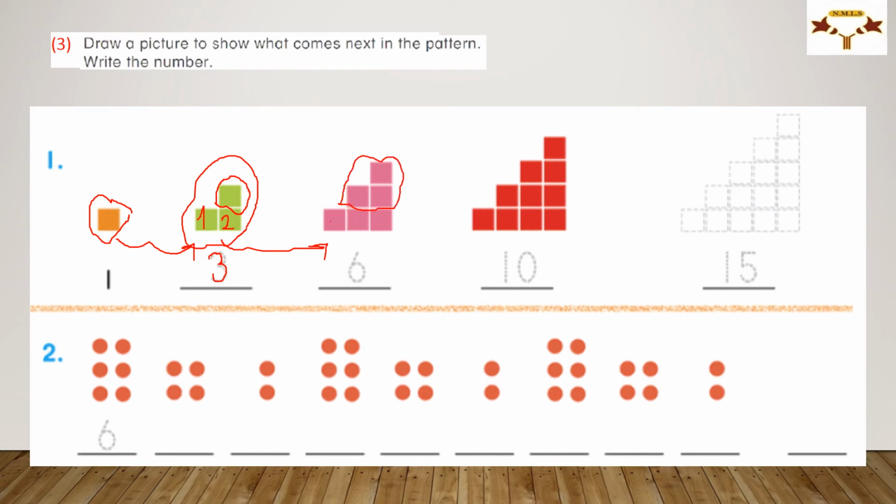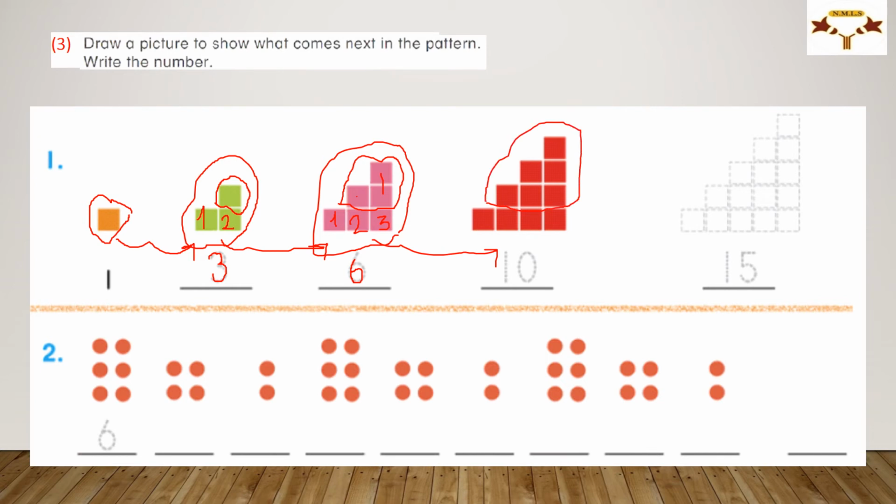Okay, he adds how many here? 1, 2, 3. So let's count how many squares in this shape. 1, 2, 3, 4, 5, and 6. So the answer here will be 6. Okay, so here I want to move to the next pattern. So before I move, I should take all of this shape and search for this shape here. Can you find it? Yes, I found it here.